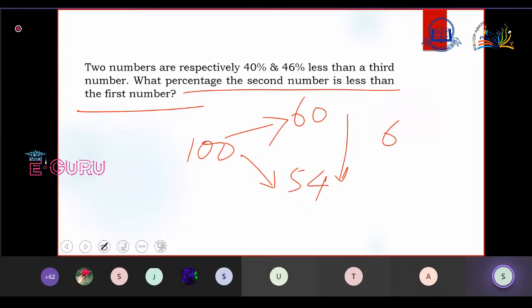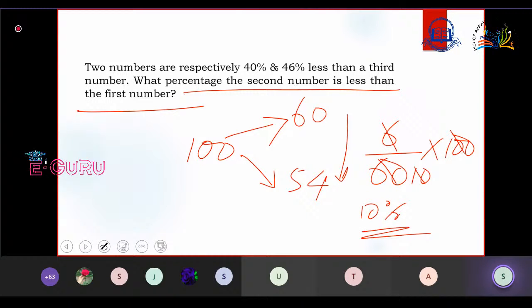That's it. For converting it into percentage, we need to relate it, right? For 60, 6 less. Then for 100, how much will it be less? For 60, 6 is less, then for 100, we need to multiply it with 100 for converting into percentage. So 6 by 60 is 1 by 10. 10 and 100 will get cancelled, so we will get 10%, right? So we can say that the second number is 10% less than the first number.